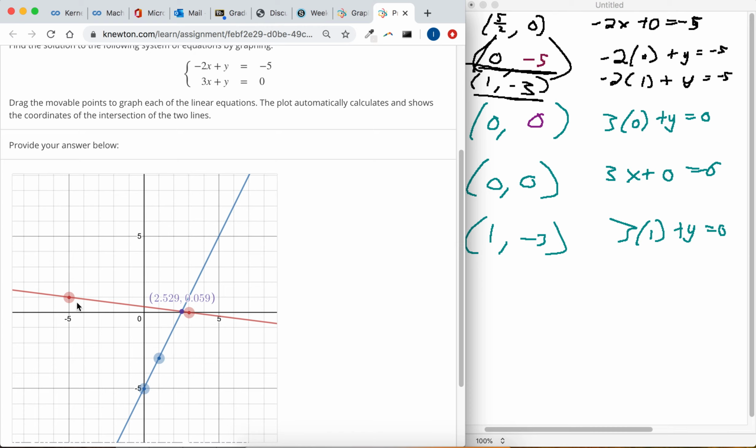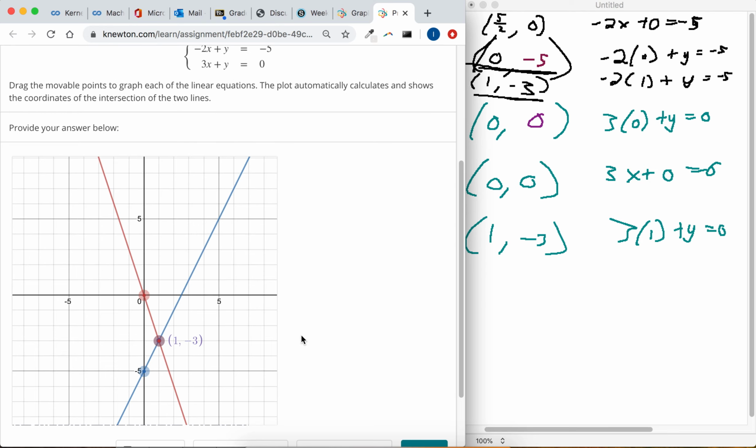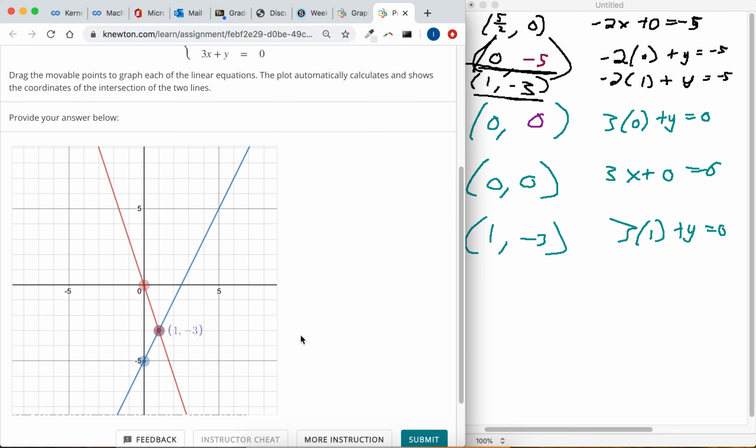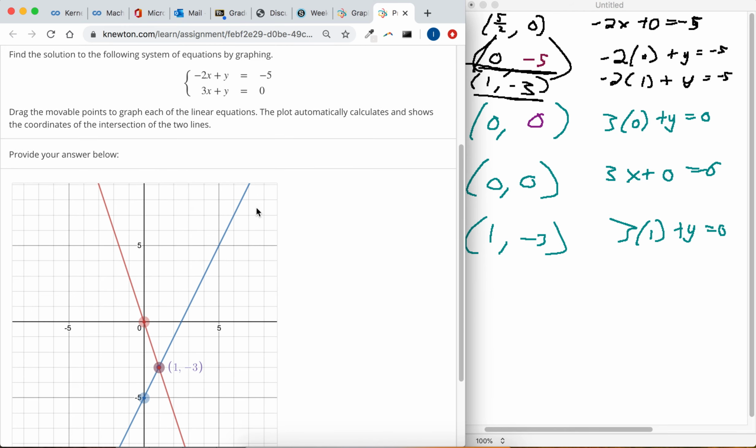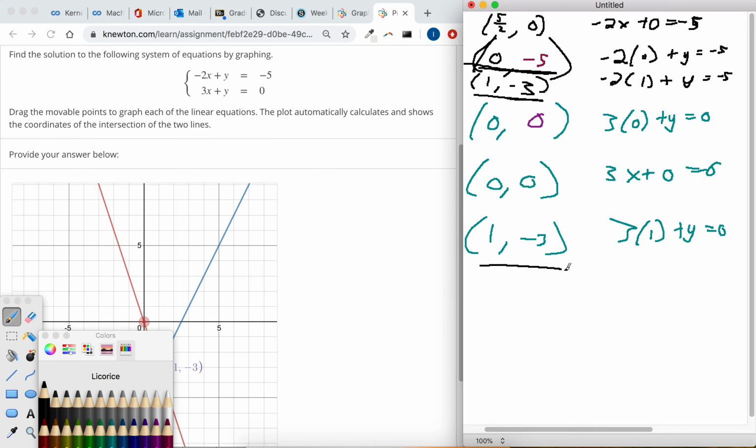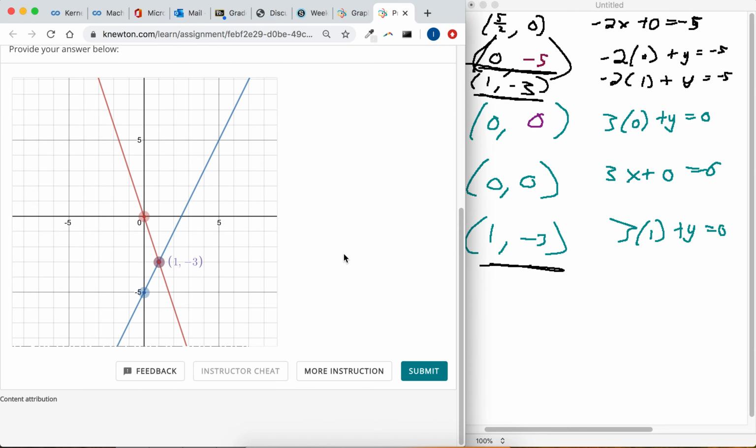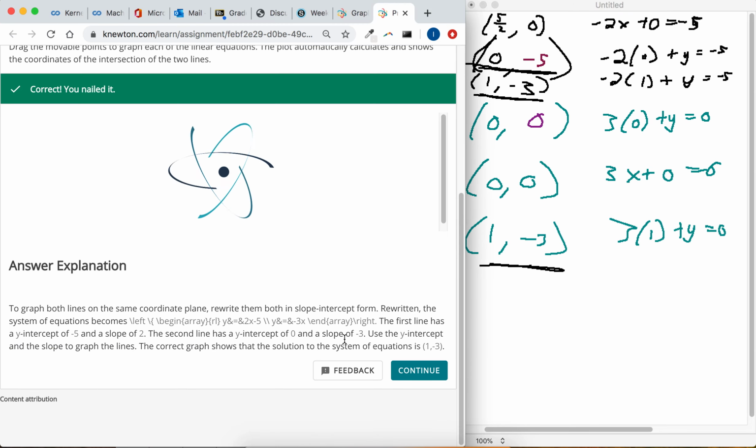The second equation, I need a dot at 0, 0, and then I need a dot at 1, -3. And there. So that's solving a system of equations by graphing. They cross at 1, -3. That means x equals 1 and y equals -3 works for both of the equations, like we found just by guessing and checking. Okay, that's all they want you to do in Newton.